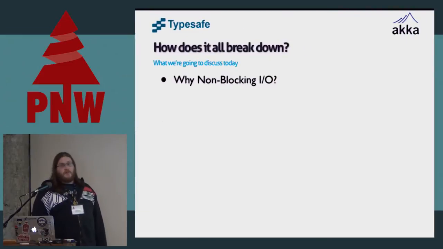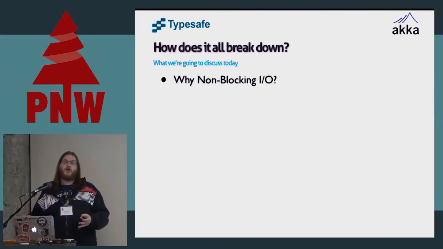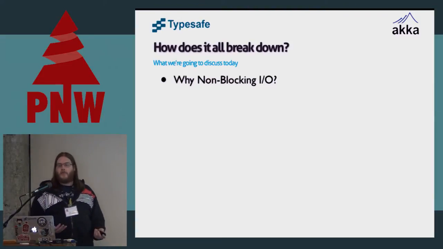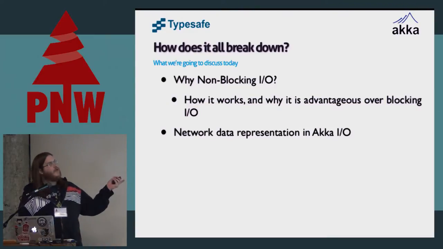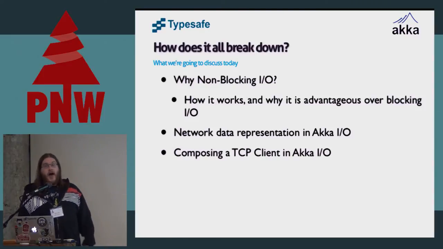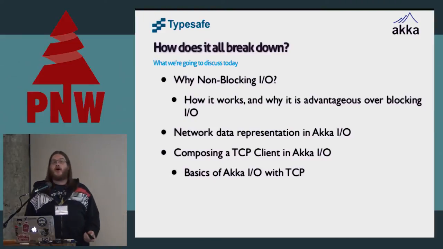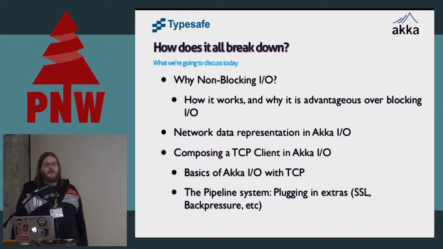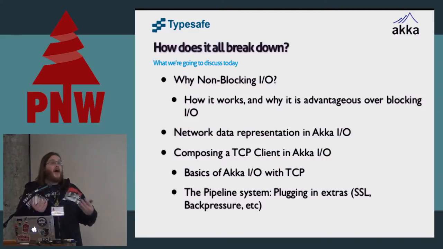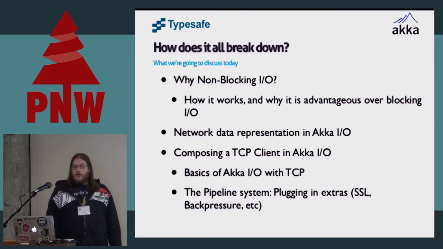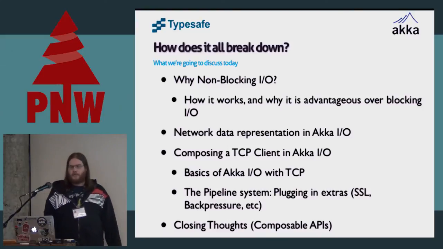We're going to talk about a couple things here. Why non-blocking IO? At least a quick refresher for those who are familiar or for those who aren't familiar about why we want non-blocking IO. How it works, why it's advantageous over other ways to do things. How we represent network data in Akka IO. How we would build a quick TCP client in Akka IO. That's the basics of doing IO with Akka, as well as using the pipeline system. So we can do things like very easily add SSL to an existing code base or add backpressure support. And then finally, a couple of closing thoughts on making these APIs composable.